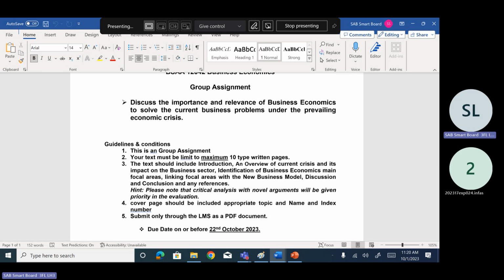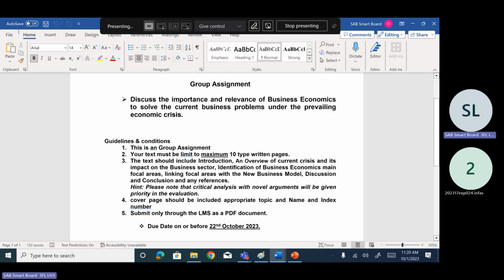So, you have been given some ideas on how to organize your structure as well. You need to identify the production part and the current crisis situation, so the economic crisis and its impact on the business. You can talk about something and take it into the literature.